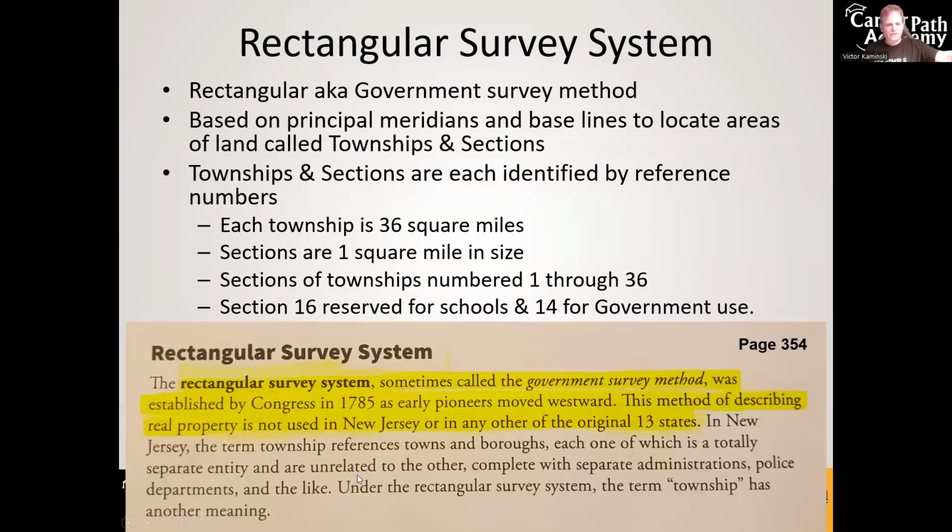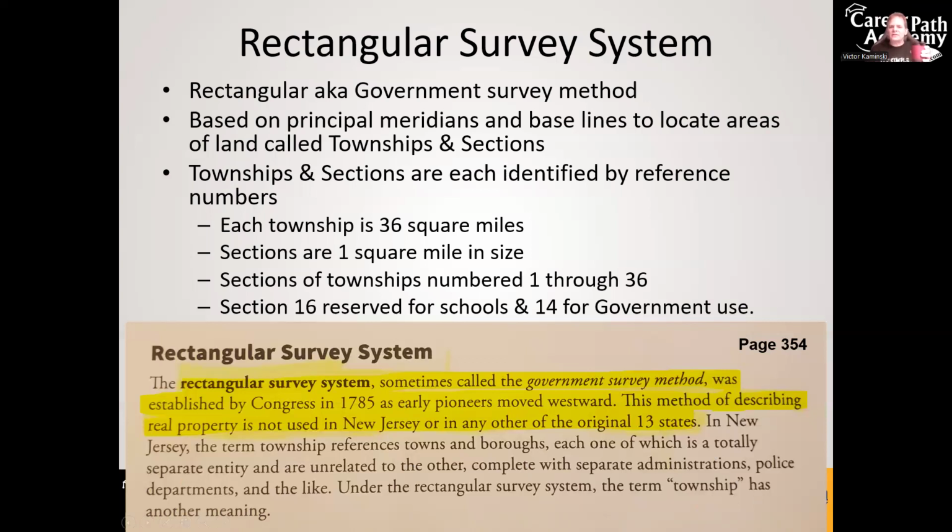What do they say here? In New Jersey, the term township references towns and boroughs. Each one of them is a totally separate entity, and they're unrelated to the other. So basically what they're saying here is that when we talk about municipalities called townships, it has nothing to do with when a surveyor measures land. They just say here the term township has another meaning.